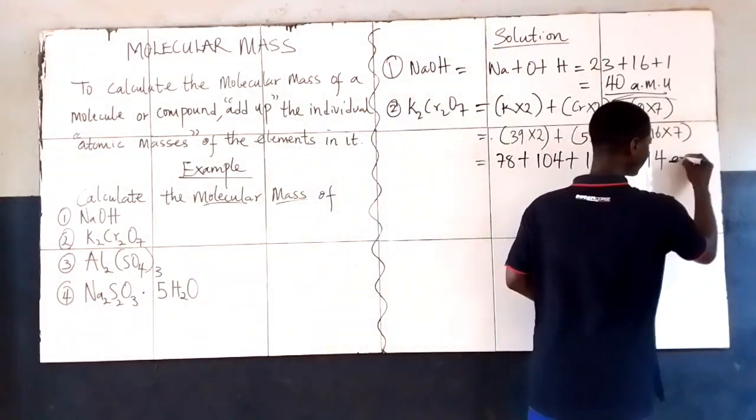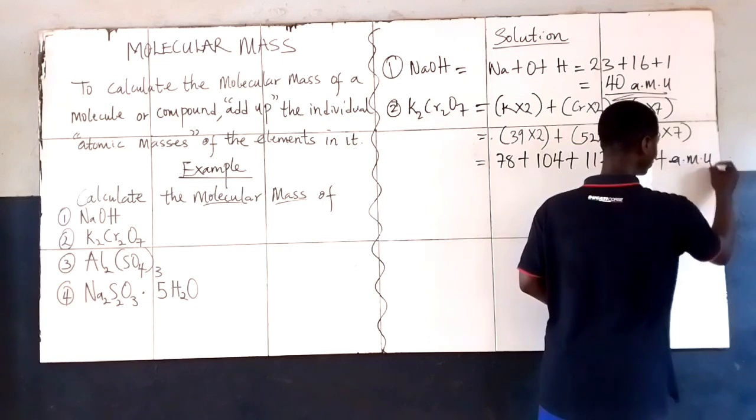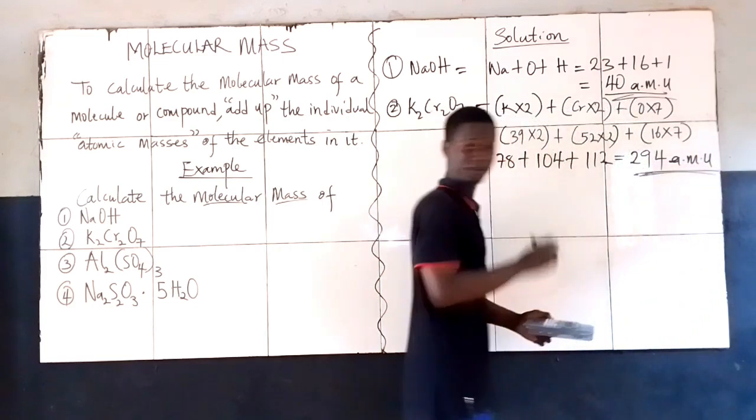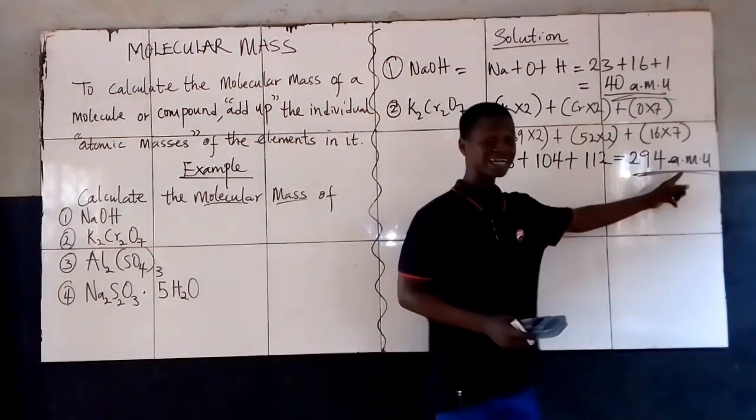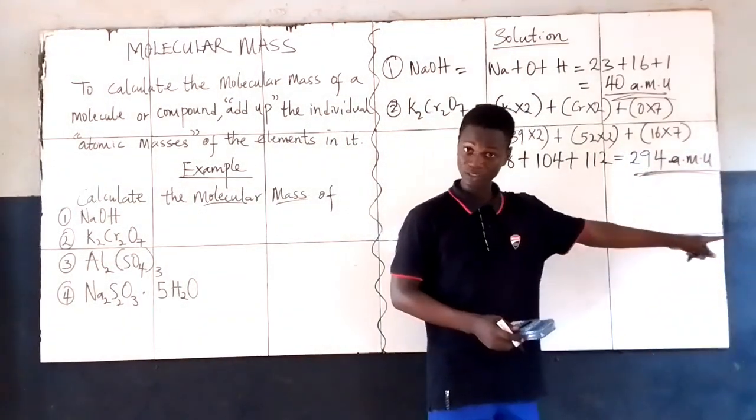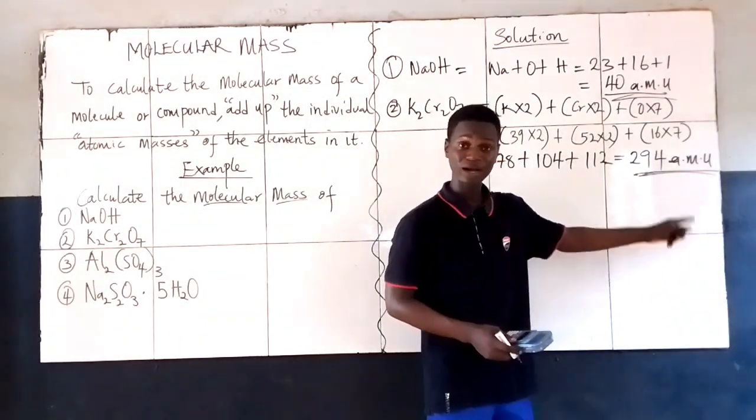You come here and add AMU. And this will be the answer. Like I said, if you were calculating for molar mass, you would have added what? Gram per mole instead. Is it not? That was what we used, gram per mole.